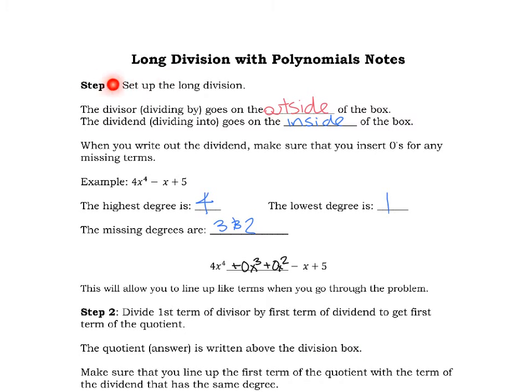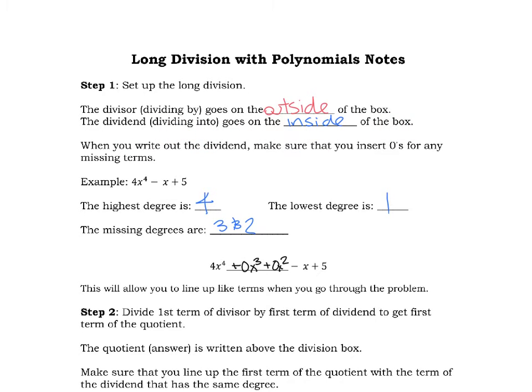Hey kiddos, today we're going to be talking about long division with polynomials. So let's go over a few steps. First thing is setting up your long division problem. The divisor, which is what you're dividing by, goes on the outside of the box. The dividend, which you're dividing into, goes inside of your box.